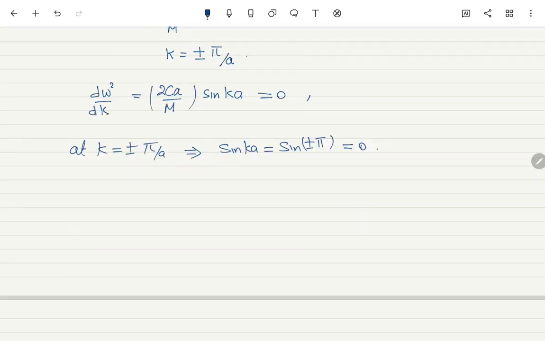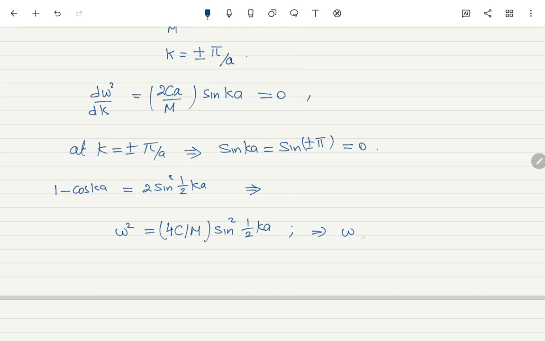Now by using the trigonometric identity, 1 minus cosine ka equal to 2 sine square half Ka. In this case here, omega square will be equal to 4c over m sine square half Ka. And in this case, omega equal to 4c over m to the power half sine half Ka.